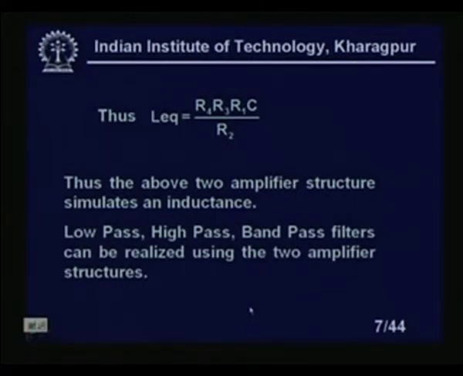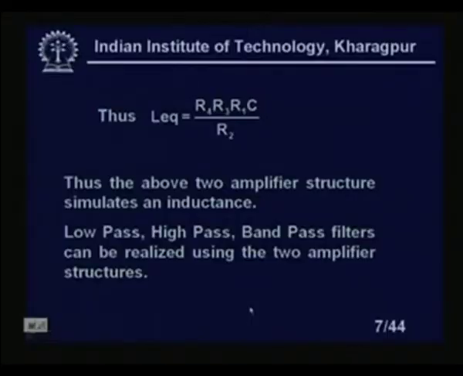Now, with the help of this inductance, I can obviously realize low pass, high pass and band pass filters using these two-amplifier structures. Now, you see if you compare the single amplifier structure and the two-amplifier structure, you won't get much advantage, except that if you use a band pass filter, it will give very high input impedance at resonance, which we will not get in a single amplifier structure.